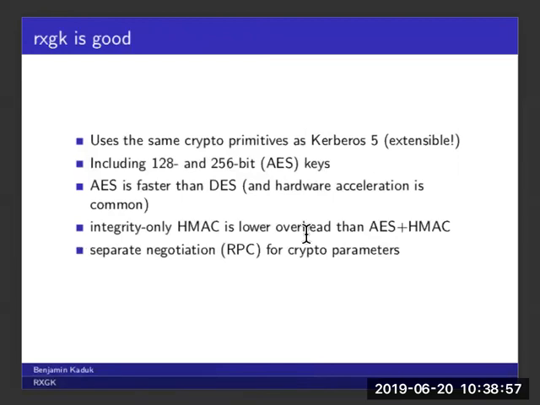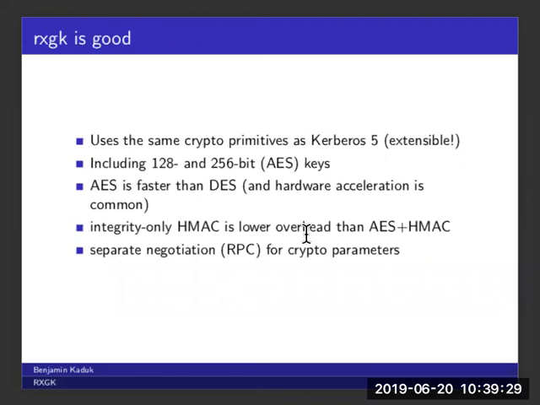So to give this sort of listing of the rxgk features, we want to be able to use modern cryptography. We chose a long time ago to use basically the same cryptography as Kerberos 5, which means it's going to be extensible. We actually just defined, I think, a year or two ago, some new Kerberos encryption types, actually because NSA was asking for them. But that was sort of just getting rid of SHA-1, so we're using SHA-2 instead of SHA-1. It's not really a big change yet.